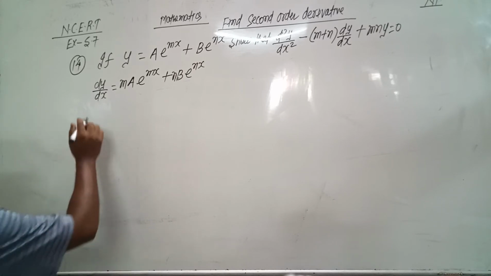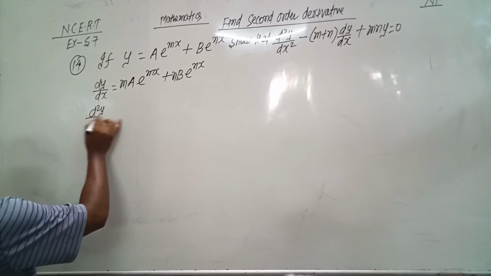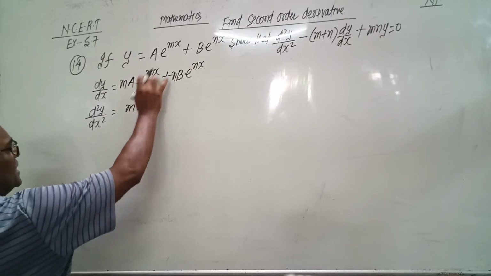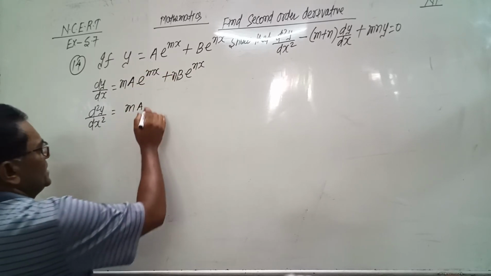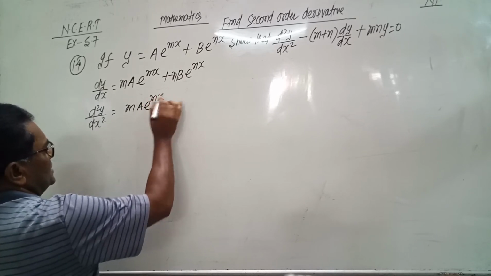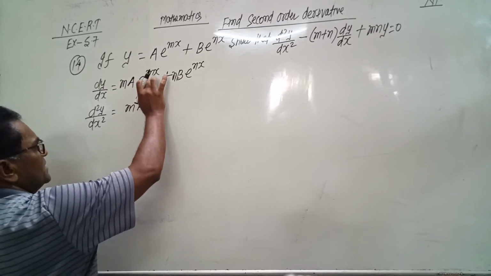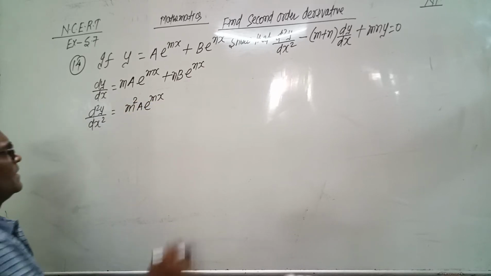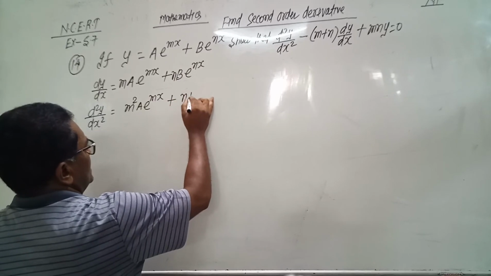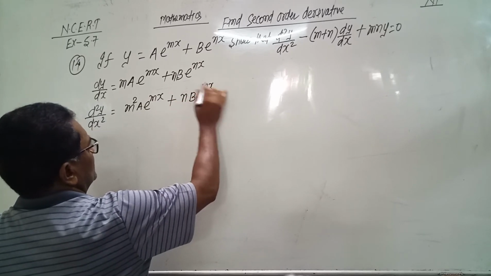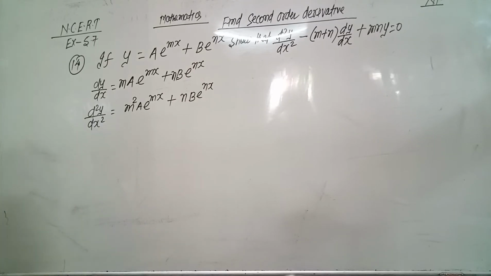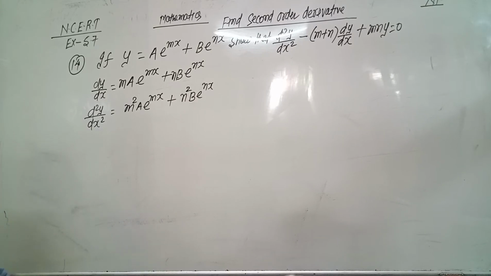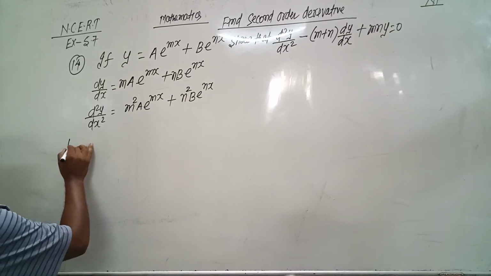Now we will find the double differentiation d2y by dx square. So m a as it is, e raised to the power mx, differentiation of e raised to the power mx is e raised to the power mx, drop e, differentiation of mx is m, so it gives m square. Plus n b e raised to the power nx, drop e, differentiation of nx is n, so it gives n square. Now put all these values in the LHS.